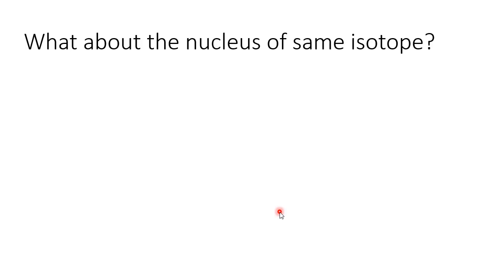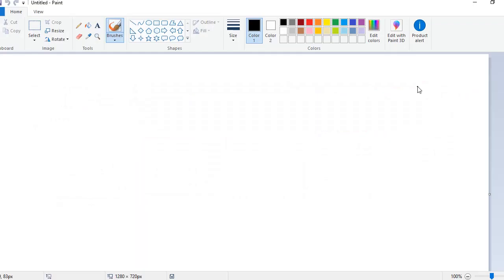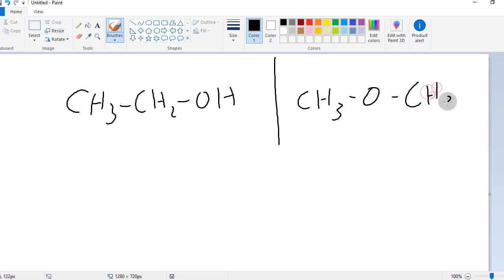Now, what about nuclei of the same isotope? Depending upon their molecular environments, they too need different energy to undergo transition from the lower energy spin state to the higher energy spin state. If you remember, we had discussed that the use of NMR is to identify the different types of magnetic environment present in the molecule. I had taken the example of CH3CH2OH and CH3OCH3, that is, ethanol and ether.